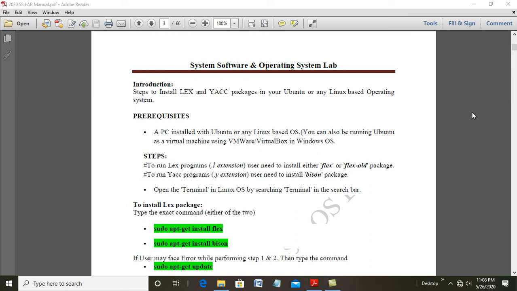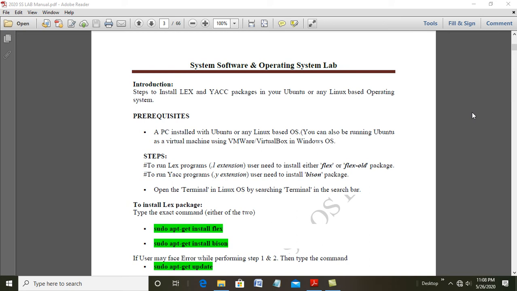The personal computer or system is going to be installed with an Ubuntu or Linux based operating system. That's mandatory. In case you're using a Windows operating system, you have the option of installing VMware software, or else you can use the Cygwin interface in order to get a Unix based family operating system. So that's the first criterion that has to be known.